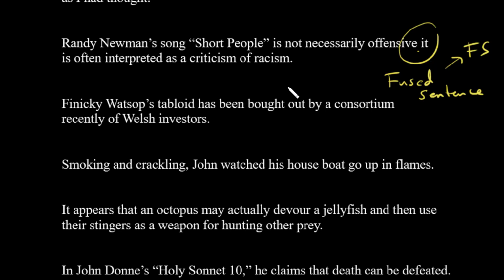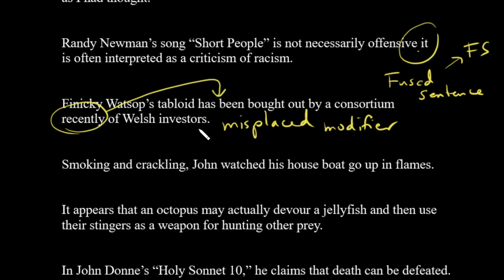Okay, the fourth one here, Finicky Watsop's tabloid has been bought out by a consortium recently of Welsh investors. This word recently is in the wrong place, and we call this a misplaced modifier. So a misplaced modifier, there we go, and it should be somewhere else. So you might say has recently been bought out. Okay, that's what it really goes with. It goes with the verb, not with the consortium. We can have all sorts of misplaced modifiers.